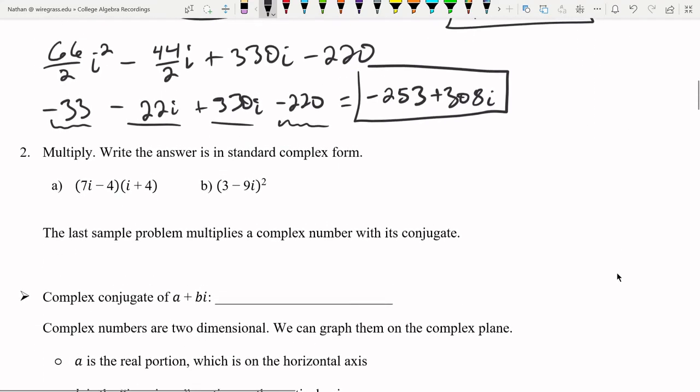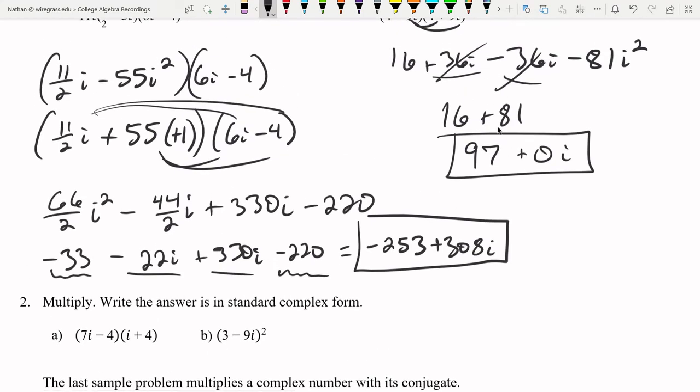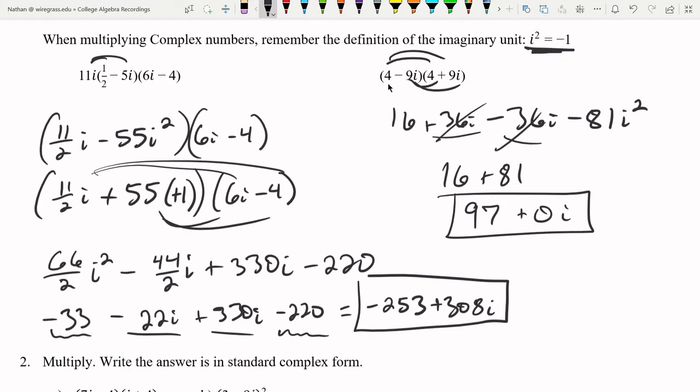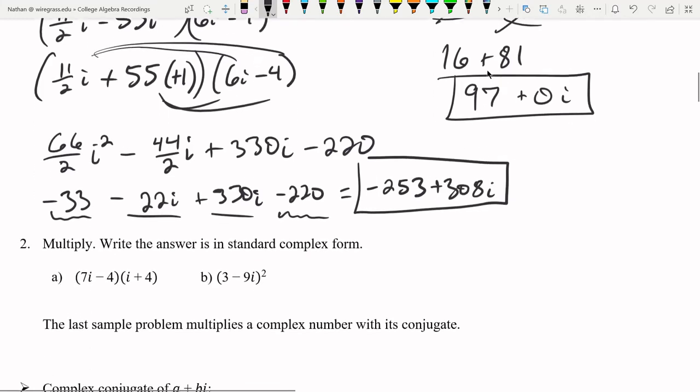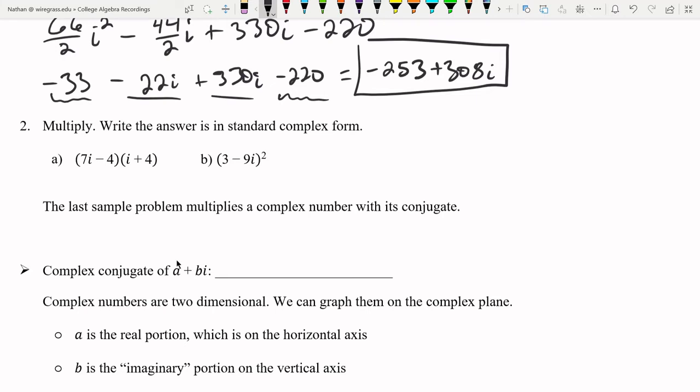All right, so this last problem here, where you can see the complex portion cancels and we get just a real number, is a special type of problem because it multiplies a complex number with its conjugate. And the complex conjugate of a number a plus bi is a minus bi, or vice versa. If you have a minus bi, the complex conjugate is a plus bi. All you do is change the middle sign. Whatever it was, flip it, and then you have the complex conjugate.